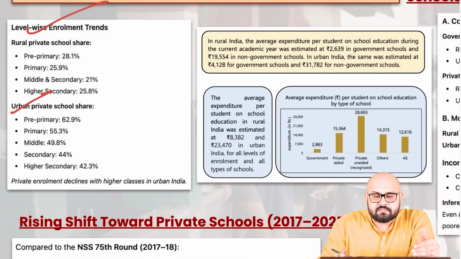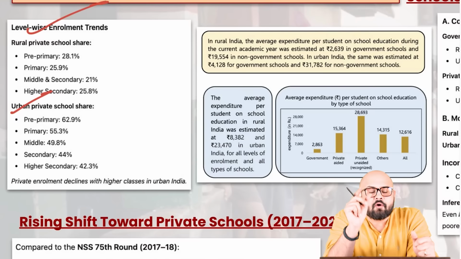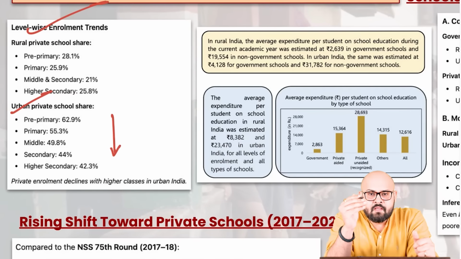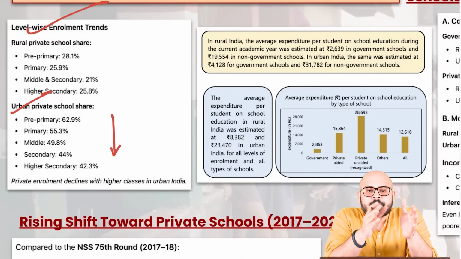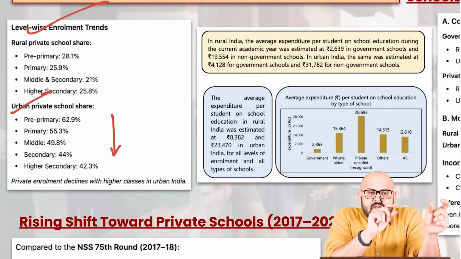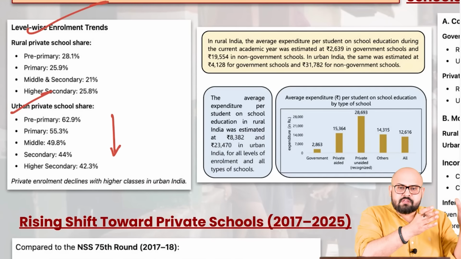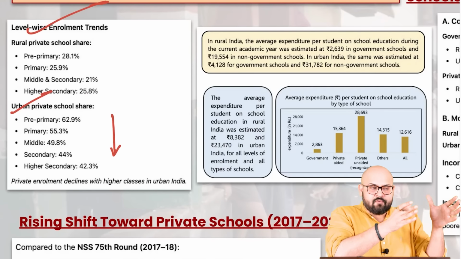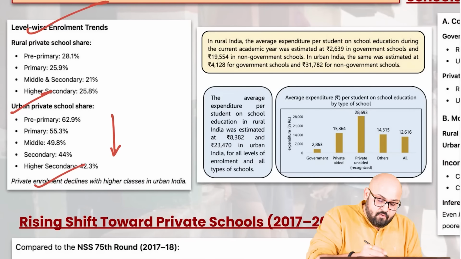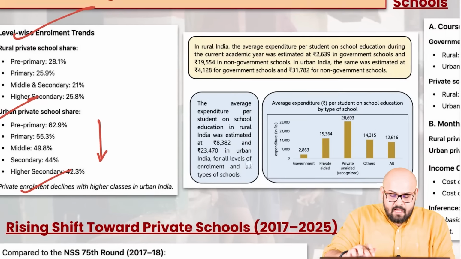When we look at the same picture with respect to the urban private schools, at the pre-primary, it's almost 63%, reduces to 55% at the primary, then 50% at the middle level, then 44%, and then 42%. What it shows is a very important trend: as we increase the level of education, children opt for more of those institutions which are government based, right? So the share of private schools subsequently reduces from the pre-primary to the senior secondary, right? Private enrollment declines with higher classes in urban India.